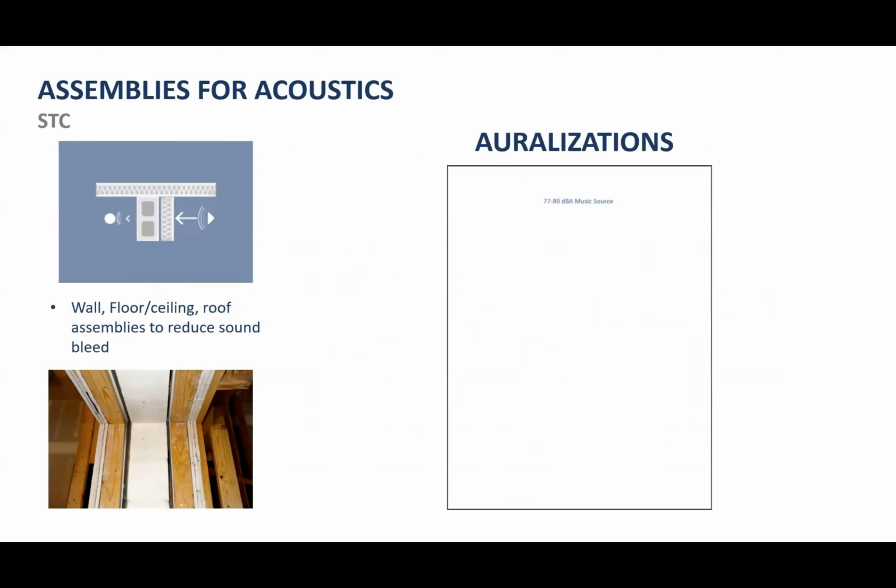One way to look at this is looking at auralizations. When you have an STC rating of a particular number, let's say STC 50, it may be hard to understand how much sound that actually reduces from one space to the other. So auralizations are a tool that can be used to help people understand that.